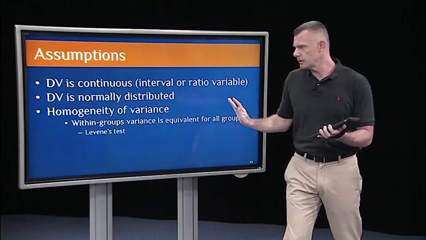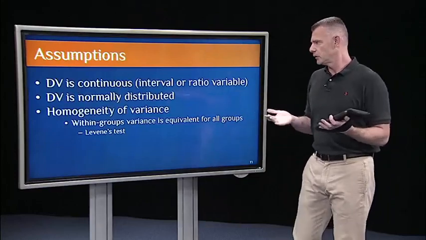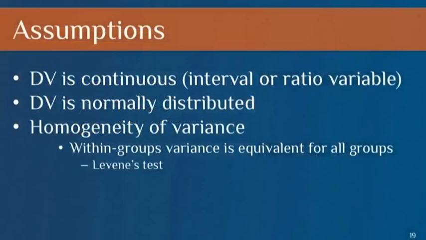Finally, the assumptions of this analysis are very simple, just like an independent t-test. So we have a continuous dependent variable, probably an interval or ratio variable. We assume it's relatively normally distributed, and then remember that final assumption, homogeneity of variance, which we can test with Levene's test.